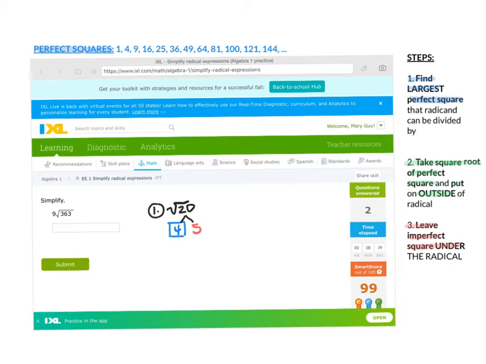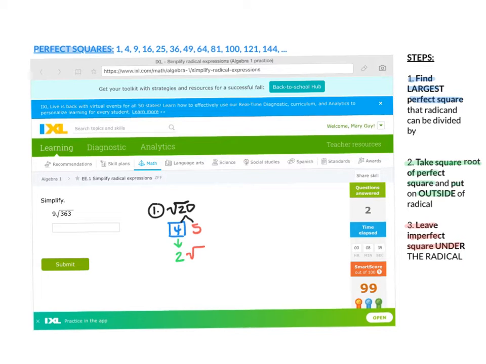And so my next step tells me that I need to take the square root of the perfect square and put it on the outside of the radical. So now that I know a perfect square, I can find the square root of it easily by asking myself what number times itself gives you 4. Well, the answer is 2. So 2 will go on the outside of the radical.